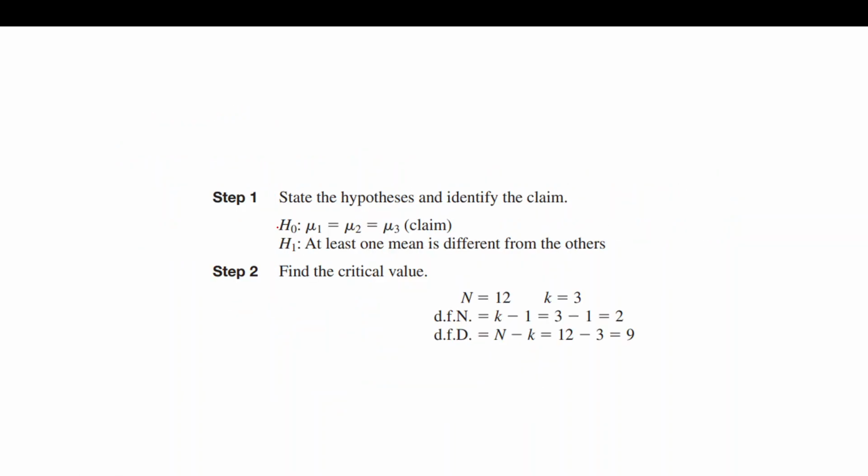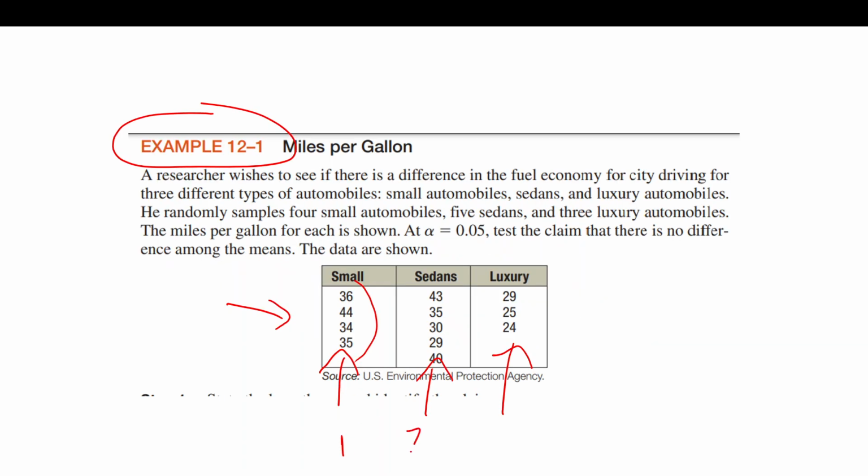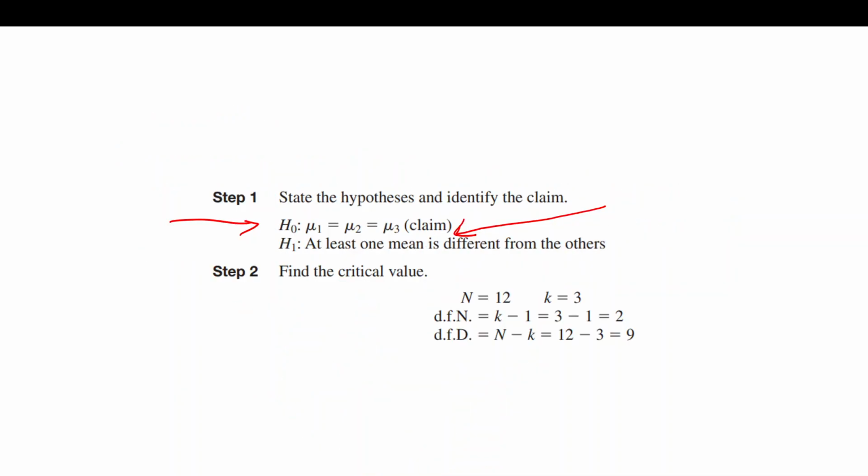Okay. The null hypothesis is that the mean is equal for group 1, group 2, group 3. It's kind of arbitrary which one was 1, 2, and 3, but they're saying that the mean of the small is equal to the mean of the sedans is equal to the mean of luxury. I mean, if this were a 2 sample test, we would have just done like 2 of them, but now we have 3, so we're into ANOVA world and we're testing the difference. The null hypothesis is that there is no difference between the mean of the groups.